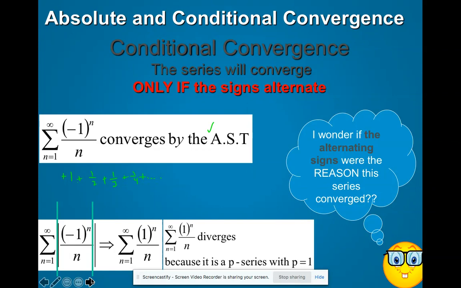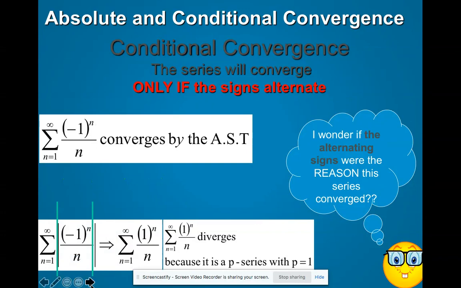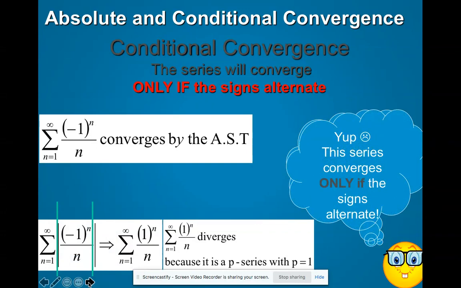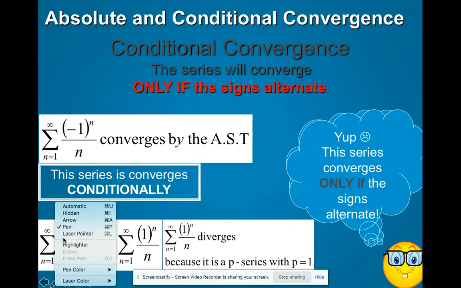This series diverges because it is a p series with p equal to 1, so no. When you take the absolute value, you don't get a convergent series, which means my original series only converged because I had alternating signs. I have to have alternating signs or this series will not converge. So we say this series converges conditionally. And again, the condition is that your signs alternate.